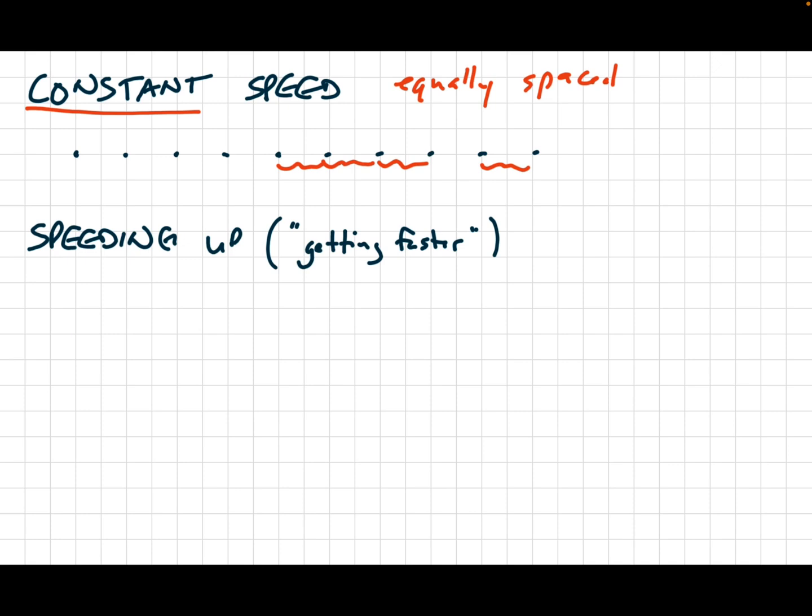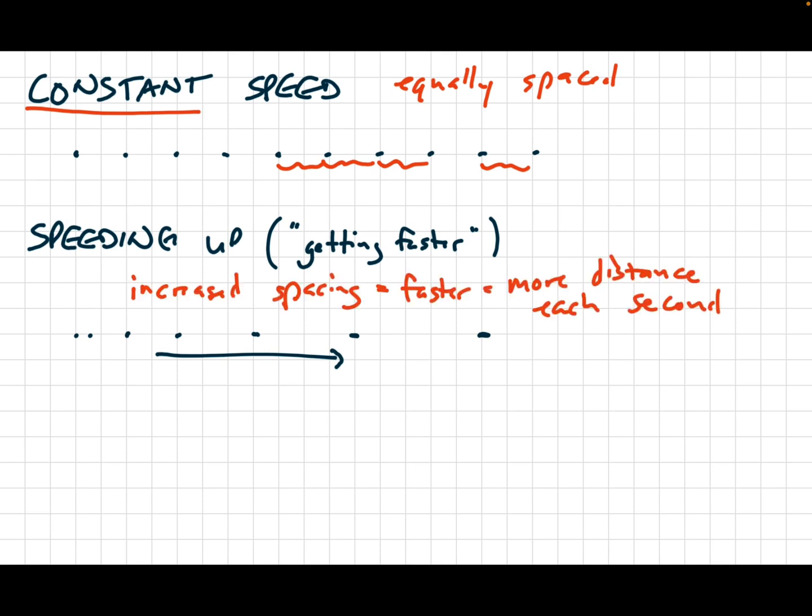So maybe it starts here, and in the first second it didn't go very far, and so it's only that far apart. But in the next second it's going a little faster, so it covers a little bit more ground. And in the next second it's going a little bit faster, and then a little bit faster, and then a little bit faster. And what we see here, when you see the spacing getting bigger, right? This is an object moving to the right there. What we're going to see is the spaces increase if it's moving faster.